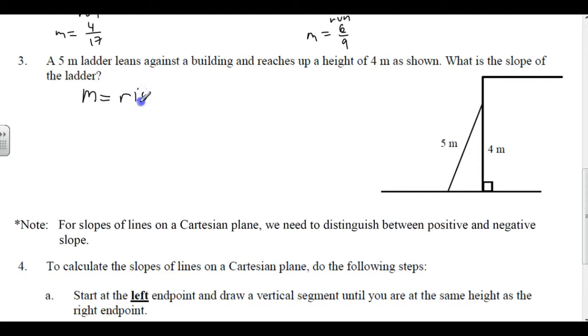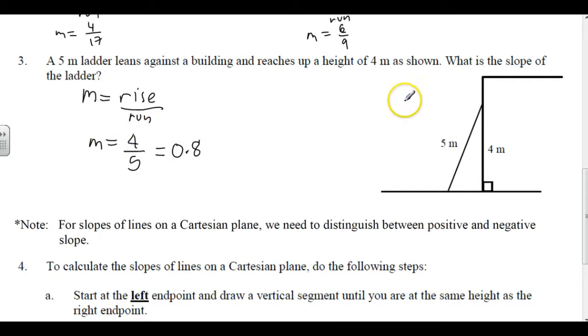Slope is rise over run, which is 4 over 5, and that's where we leave it. And again, we may be asked to express it as a decimal, in which case we would convert it to a decimal, which in this case is 0.8. Generally speaking, though, we leave slopes as fractions.